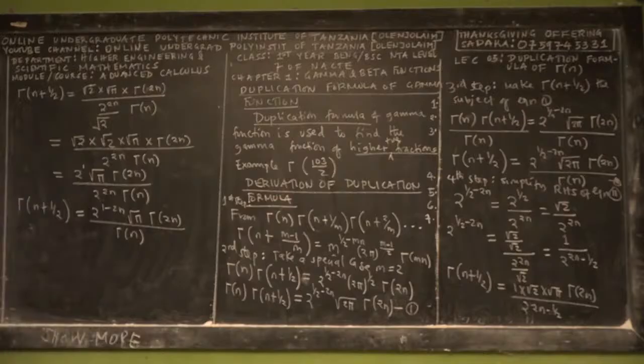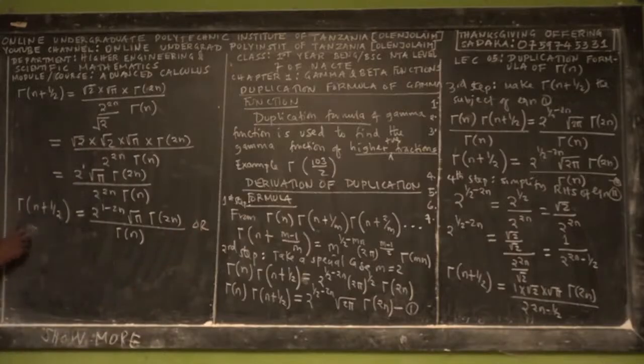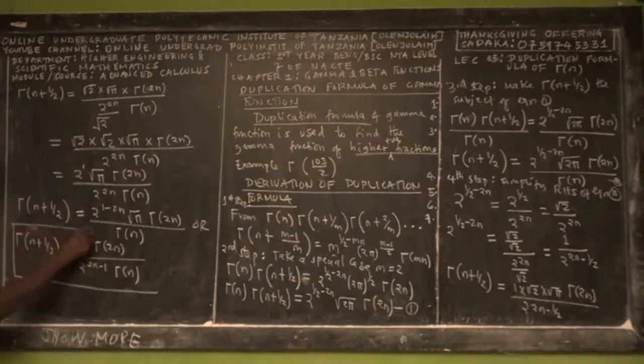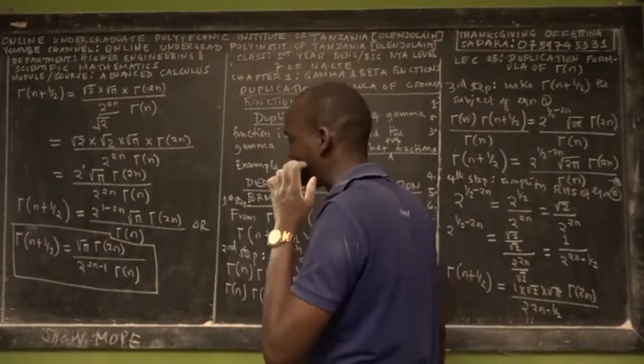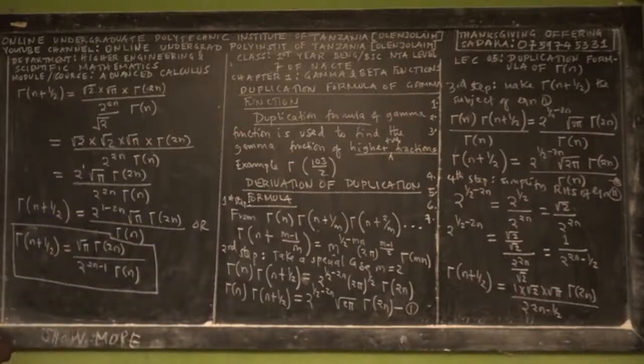So ladies and gentlemen, this is the duplication formula. Or if we divide by 2 to both sides, we have what? Gamma of n plus a half is equal to under root of pi, gamma of 2n. If you bring this into the denominator, then it will be 2 power 2n minus 1 times what? Gamma of n. So this is the duplication formula. This is what we call the duplication formula that you are going to use to solve questions. So that's the duplication formula, if n is an element of all positive integers.